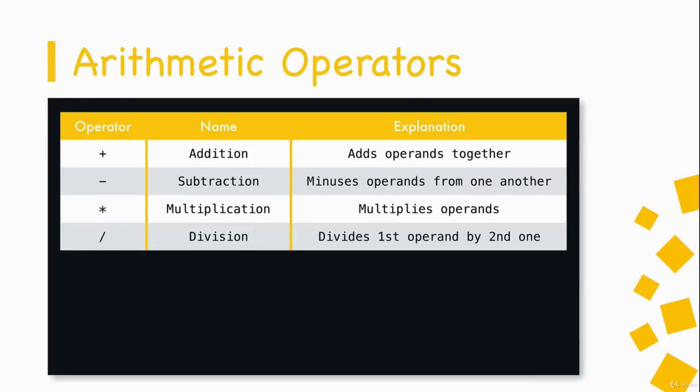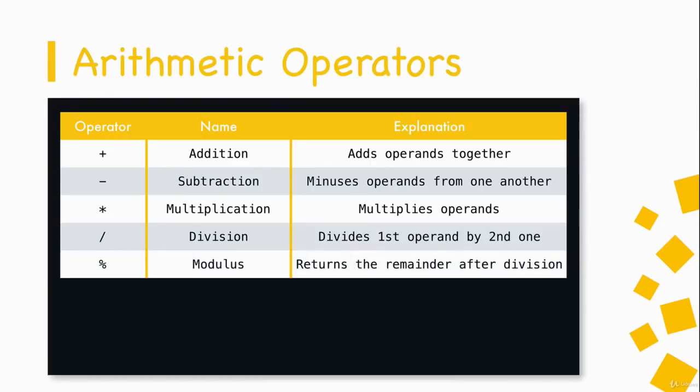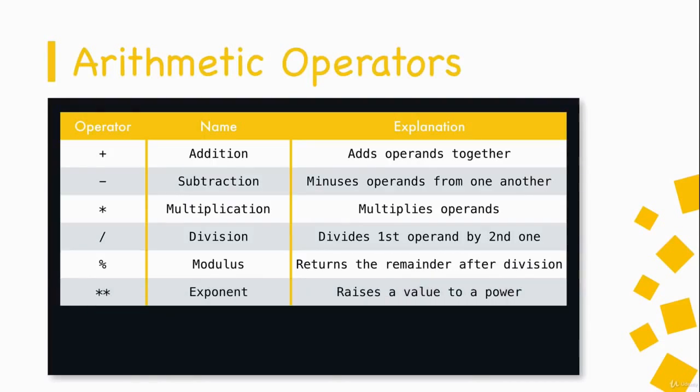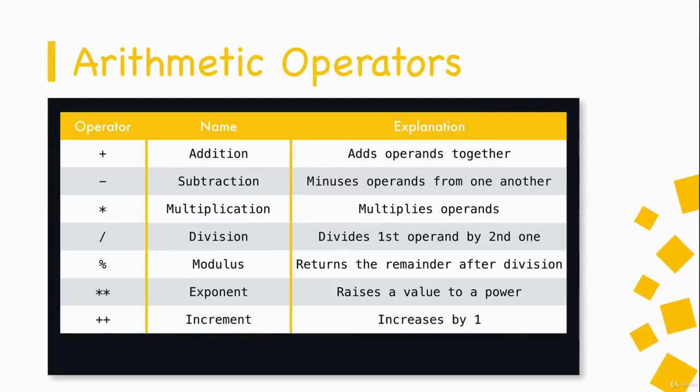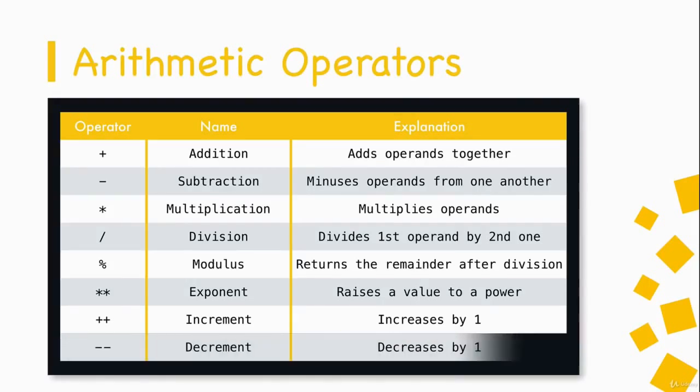Now, addition, subtraction, multiplication, and division are the four basic arithmetic operators, but there are a few more of them in JavaScript as well. For example, we also have the modulus, which returns the remainder after a division. And we also have the exponent, which raises a value to a power. It is written using the double asterisk symbol. And we have double plus, which is increment, which increases a value by 1. And the opposite, we have double minus or decrement, which decreases a value by 1.